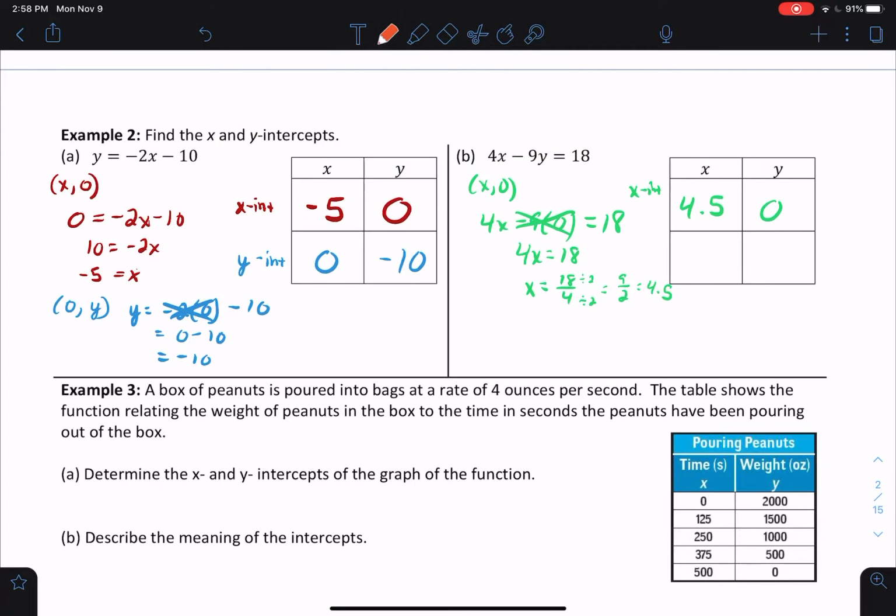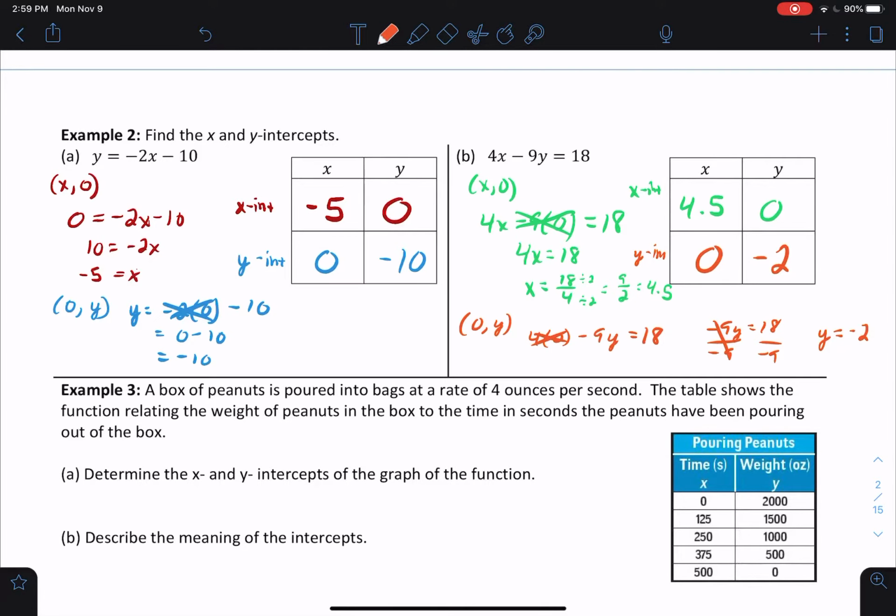To find the y-intercept, I plug in 0 for x, I get out something for y. All right, so I plug in 0 for x, so I got 4 times 0 minus 9y equals 18. 4 times 0, that goes away. So I'll have negative 9y equals 18. If I divide both sides by negative 9, I'll get y equals negative 2. So if I plug in 0 for x, I get out negative 2 for y. That is my y-intercept. Okay, so that is where my graph crosses the y-axis.